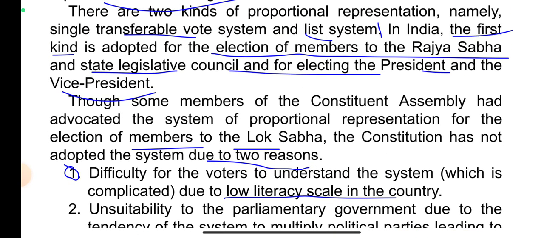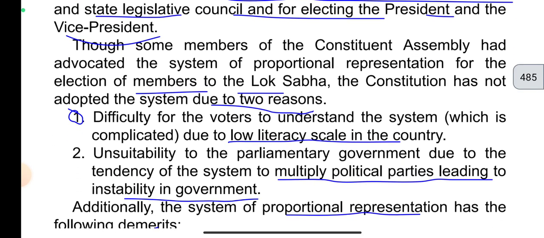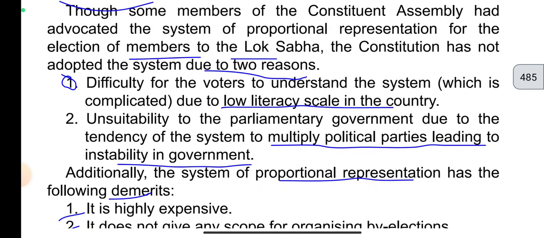Okay. So proportional representation is adopted for the election of members of Rajya Sabha, State Legislative Council and for President and Vice President. Though some members of the Constituent Assembly had advocated the system of proportional representation for the election of members to the Lok Sabha, the Constitution has not adopted the system due to two reasons.